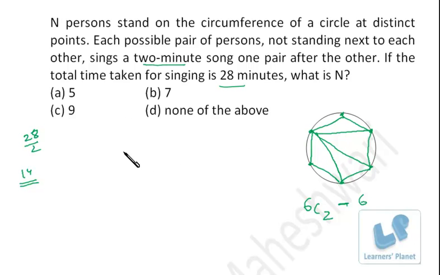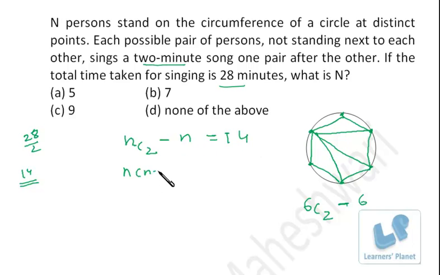Now there are n persons, so how many straight lines can be formed? It's nC2, right? And out of these nC2 we have to deduct the number of sides, because they will not form the diagonal, or the persons don't have to sing, right? The persons who are standing next to each other, or who are adjacent to each other, they don't have to make a pair. So in all there are nC2 pairs minus n, that is sides, and that's actually 14, right? 28 minutes it took, but the total number of songs were 14. Okay, so nC2 minus n is 14.